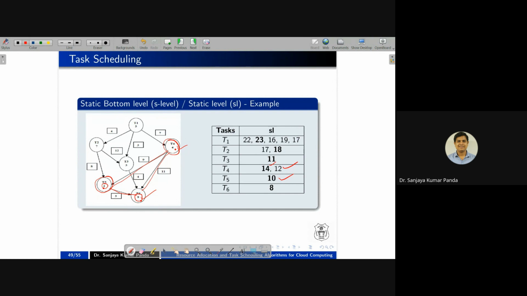So the static bottom level can be calculated like this, and based on the maximum static bottom level, you have to assign the task. That means T1 is assigned first, followed by T2, then T4, then T3, then T5, then T6. In this order, static bottom level assigns different tasks to the resources.